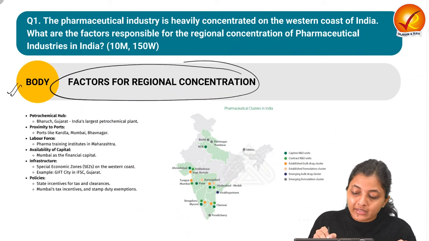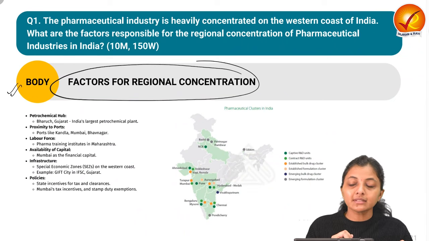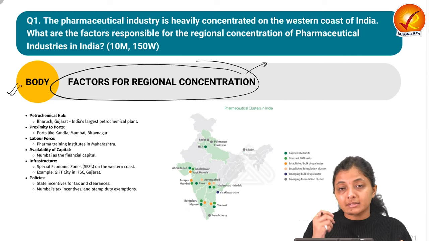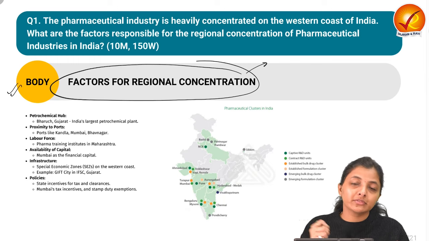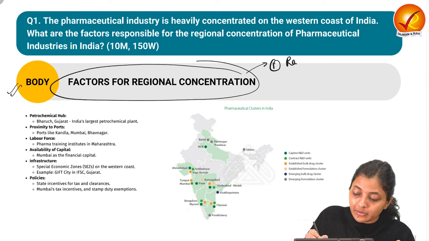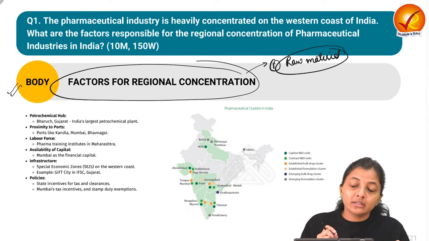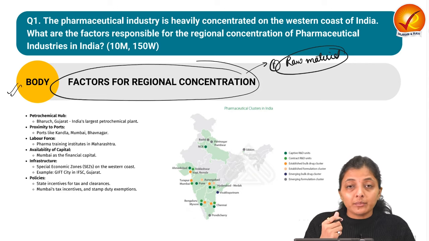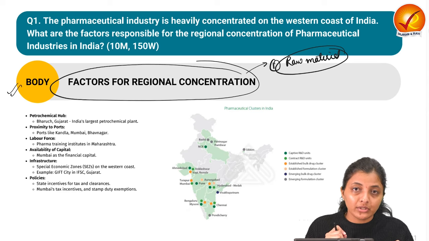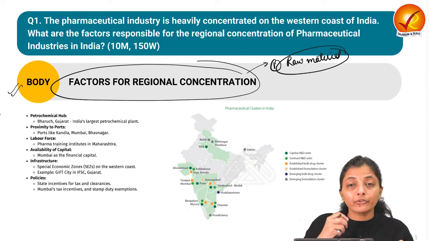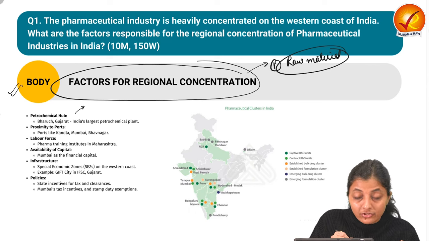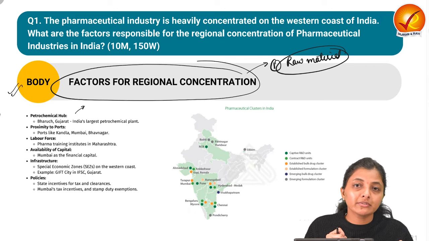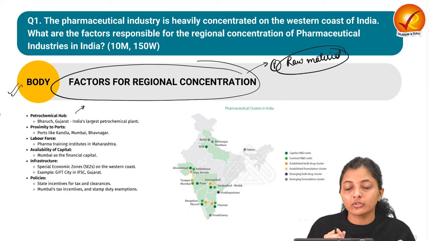We need to write down the factors for the regional concentration. We have discussed that there are some arguments or points on which the location of the industries depends. The very first thing is the raw material. For the manufacturing of pharmaceutical products, petrochemical products are the input to the pharmaceutical industries. So the raw material is from the petrochemical plants. So if we establish our industry in proximity to the petrochemical plants, then it would be a good choice for the location of the industries.